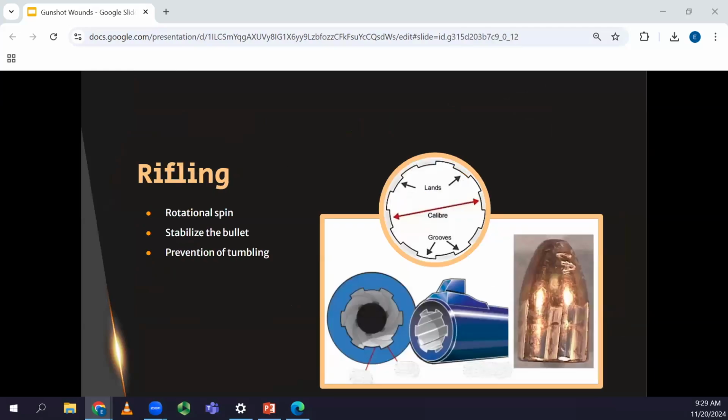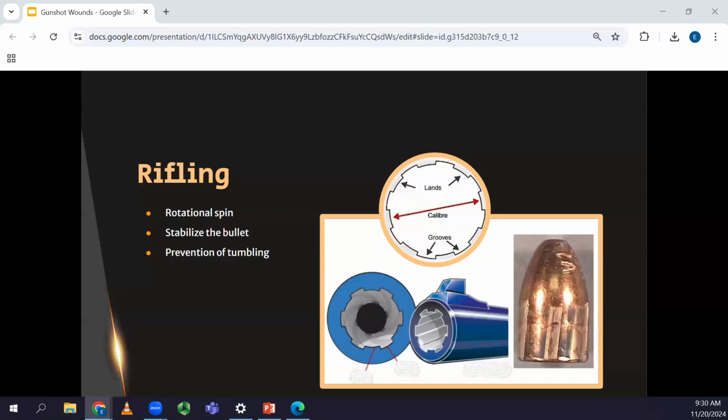A lot of guns or firearms in general have a mechanism called rifling, which basically results in a rotational spin, and it stabilizes the bullet as it exits the muzzle. So as the bullet is traveling through the air, it prevents it from tumbling. But this has no impact on what happens inside the body or what happens inside the intended target.